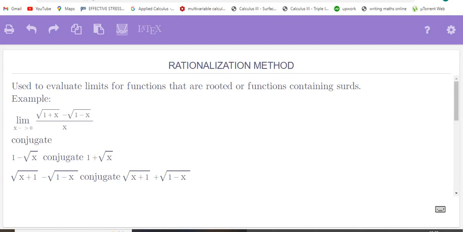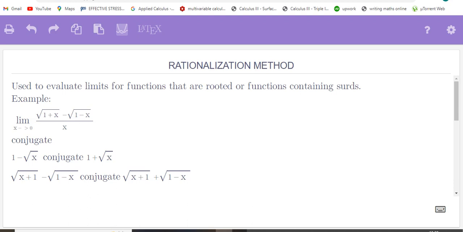Today I want to look briefly at something related to the rationalization method. We had already done three methods. The first one was direct substitution. The second one was factorization. The third one was L'Hopital's rule. Now we are looking at the next method, which is called the rationalization method.